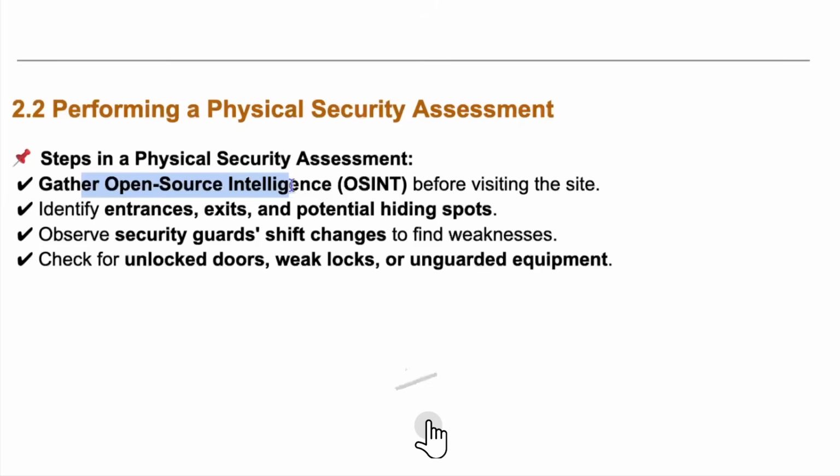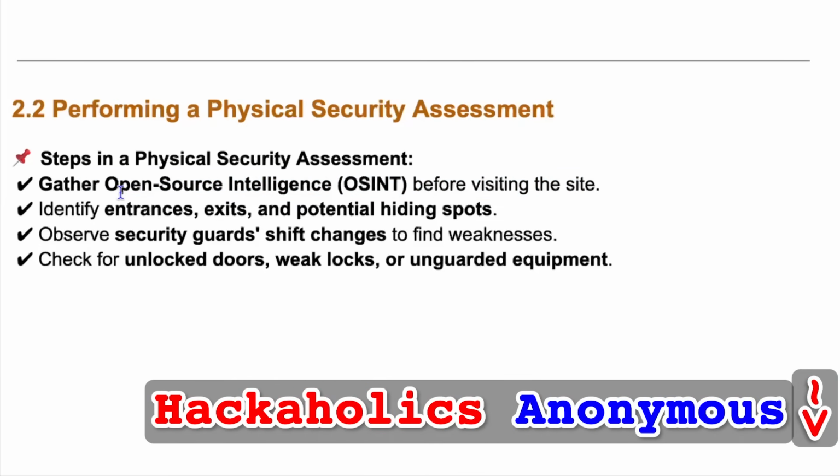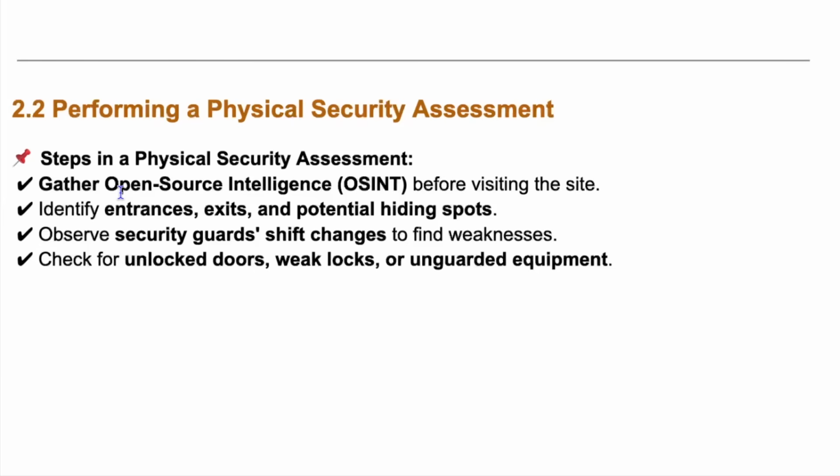Gather open source intelligence, so OSINT, before visiting the site, right? If you can, can you find blueprints? Can you find pictures off of Google Maps? Whatever you can do to gain some kind of an idea of what the building looks like and what the site looks like. And then you identify the entrances, the exits, and potential hiding spots, right?